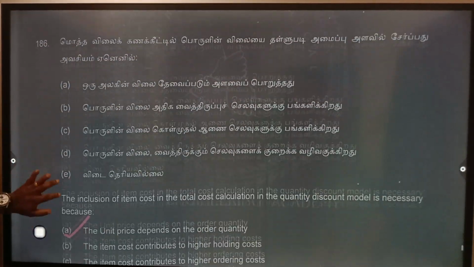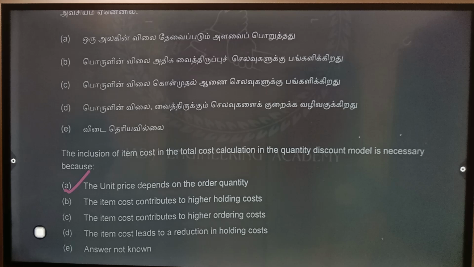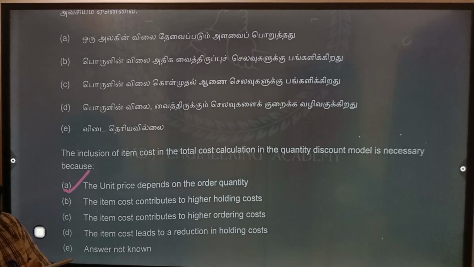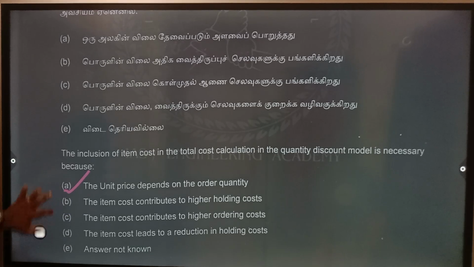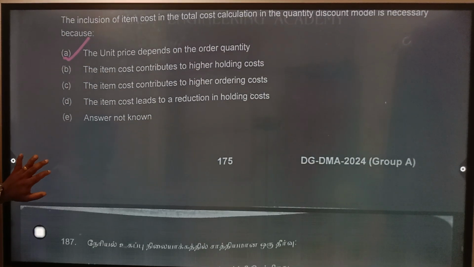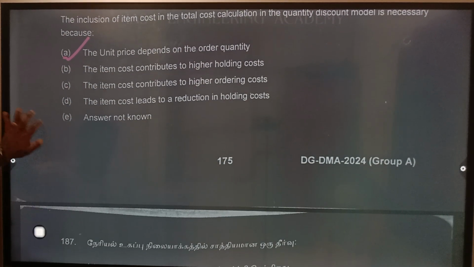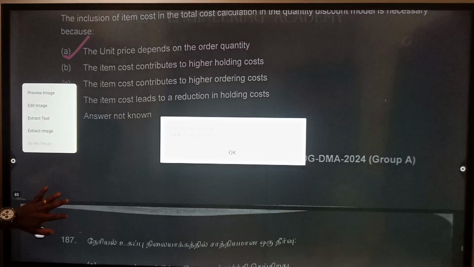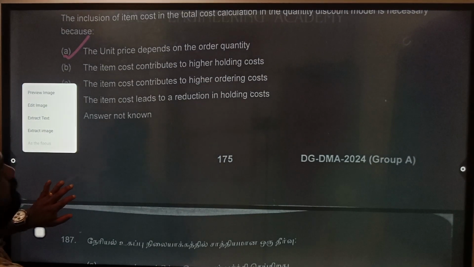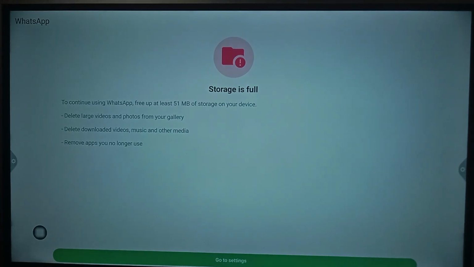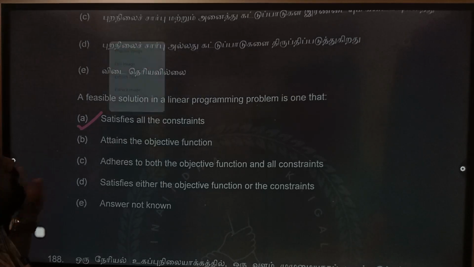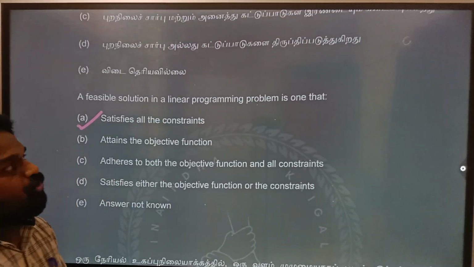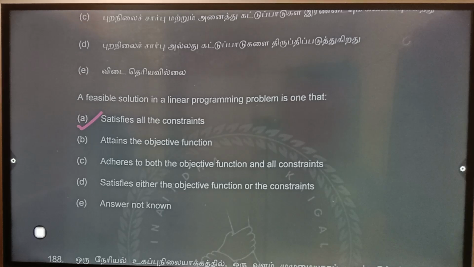186. The inclusion of item cost in the total cost calculation in the quantity discount model is necessary because order quantity. A is the answer. Next is 187. A feasible solution in an LP problem satisfies all the constraints. A is the answer.